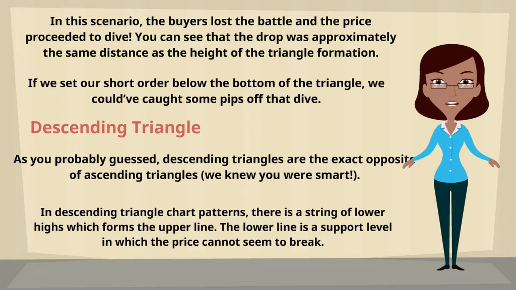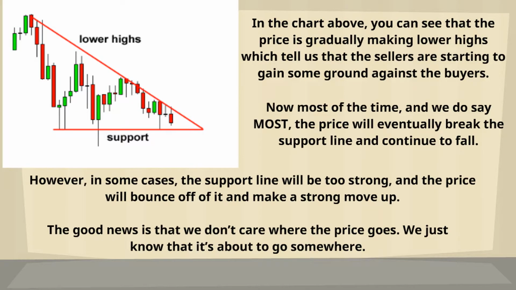Descending triangle. As you probably guessed, descending triangles are the exact opposite of ascending triangles. We knew you were smart. In descending triangle chart patterns, there is a string of lower highs which forms the upper line. The lower line is a support level which the price cannot seem to break. In the chart above, you can see that the price is gradually making lower highs, which tells us that the sellers are starting to gain some ground against the buyers.